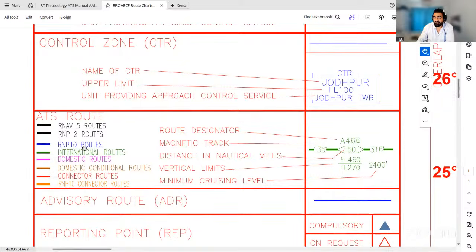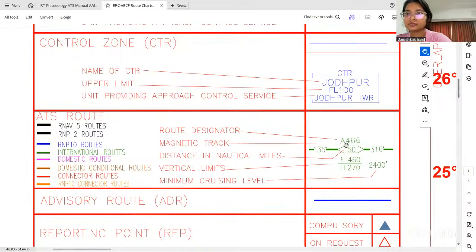Then RNP 10 routes are these colored routes, required navigation performance. Numbers will show you different sets of requirements. Then green are international routes, pink are domestic routes, brown are domestic conditional routes. So when we say conditional, we can think about the phrase cleared under specified conditions. So here maybe there will be some restrictions or some special approvals. Then there are connector routes also. So red routes are connector routes, and orange is required navigation performance connecting routes. So different types of routes.